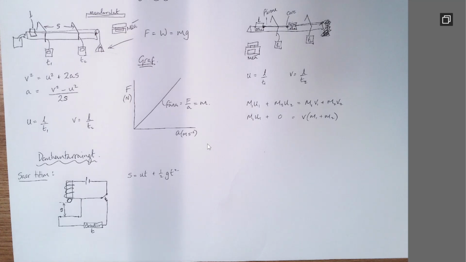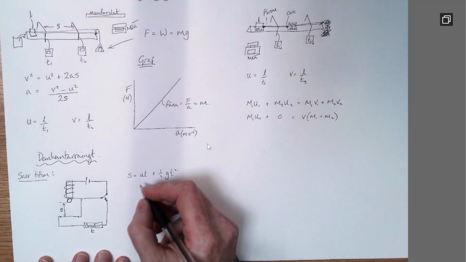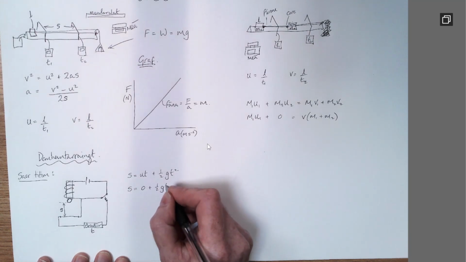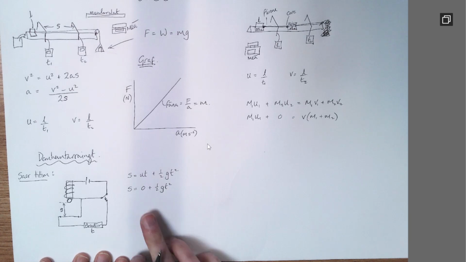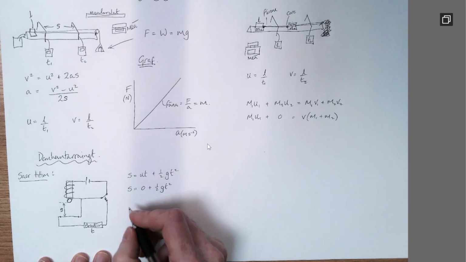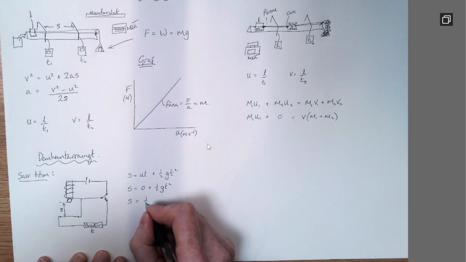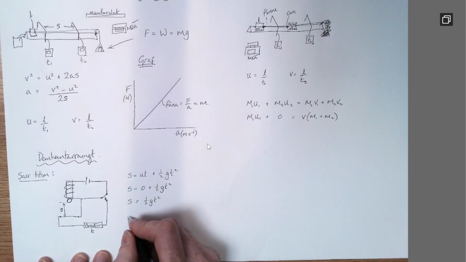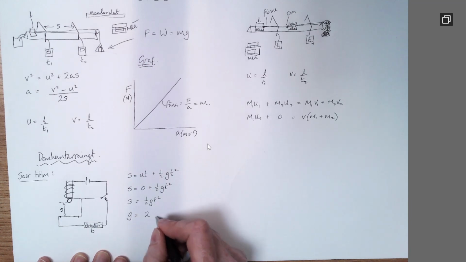Speed of the ball, u equals 0. So that means s equals 0 plus half g t squared. So g equals 2 s over t squared. So basically, the gradient equals g over 2, so the gradient is s against t squared.